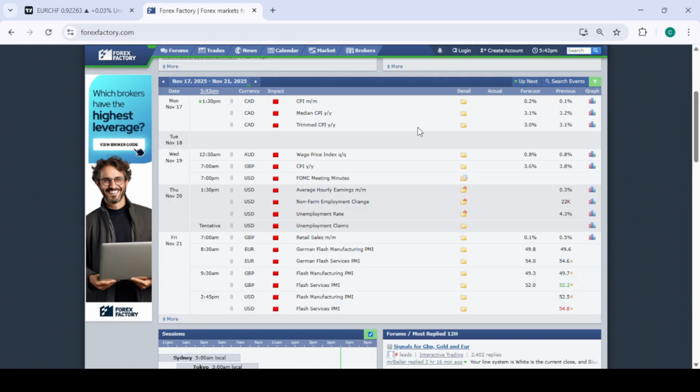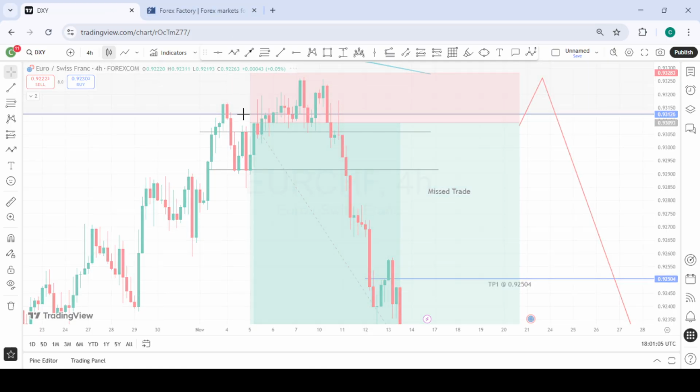On Friday we're going to have the GBP retail sales and the flash manufacturing PMIs for Euro, GBP and the USD. So these are the high impact news you should be looking out for the coming week. Let's jump into the charts and see the setups we have for the coming week.